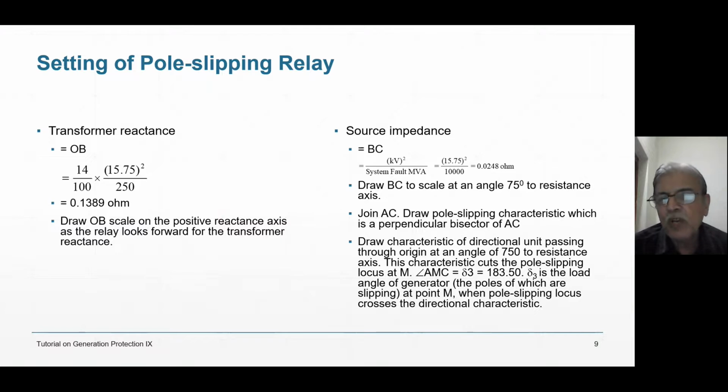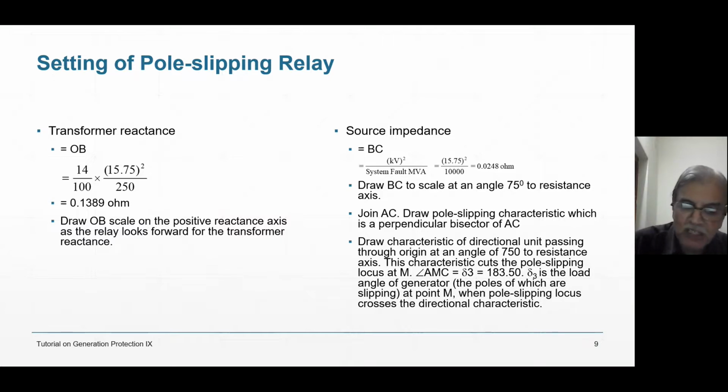Directional unit: draw the directional unit passing through the origin at an angle of 75 degrees. It should be 75 degrees; 750 is a typographical error. 75 degrees to the resistance axis. That's what I told. And from there we found out delta 3 is 183.5.